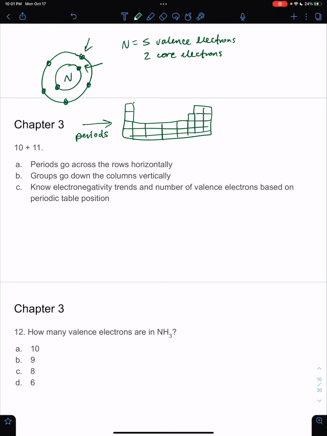And groups go up and down the columns vertically. So groups are going to go up and down like that. She might ask you something about electronegativity trends. We know that electronegativity increases left to right, so it increases left to right across a period, and it increases bottom to top across a group. Right?